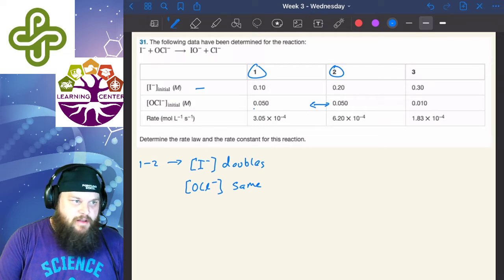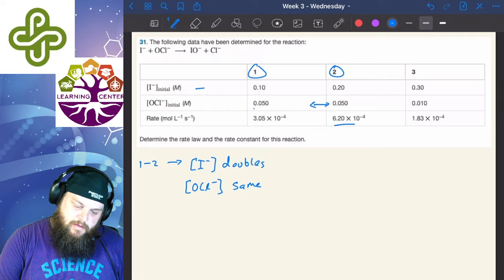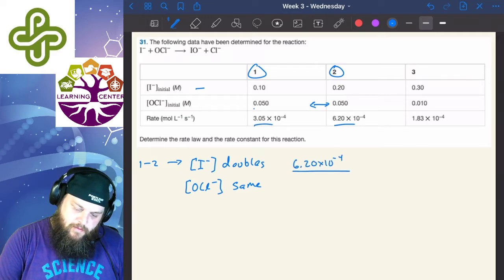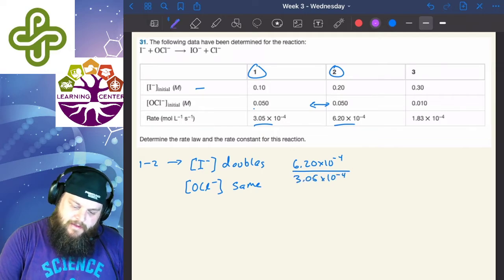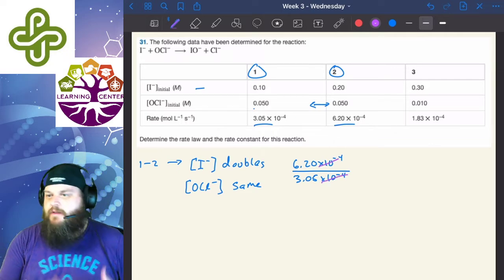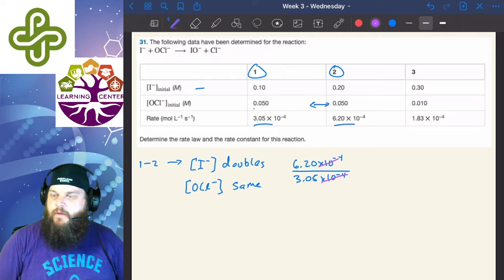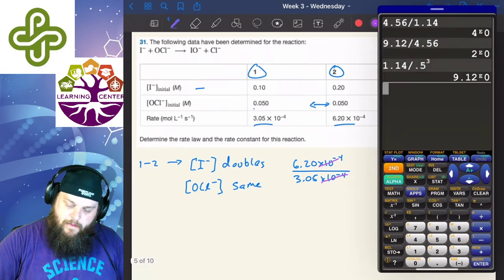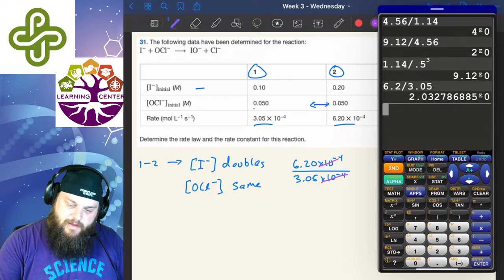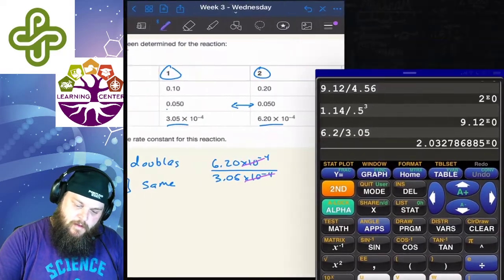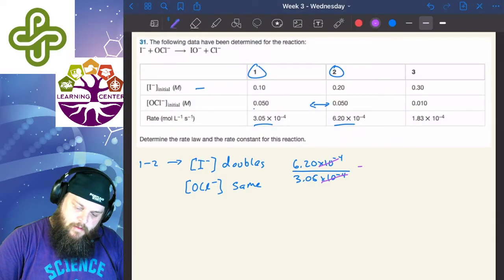So that change in rate from 1 to 2, there's the rate and there's the rate. So that's 6.20 times 10 to the negative 4 divided by 3.05 times 10 to the negative 4. These 10 to the negative 4s are of the same order of magnitude, so I'm not going to bother putting them into my calculator. If they were different, if it was 10 to the negative 3 and 10 to the negative 2, I'd probably have to do something with it. But now I can just say 6.2 divided by 3.05. And that gives me 2.03. Again, this is equal to 2.03.